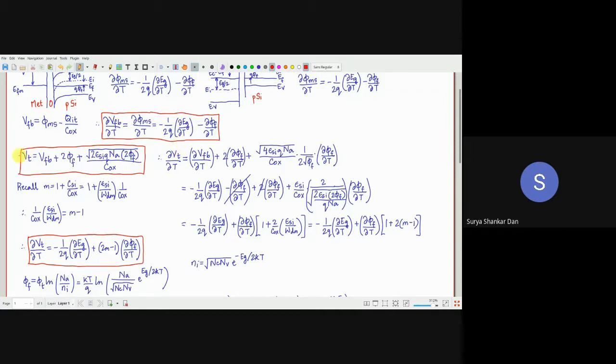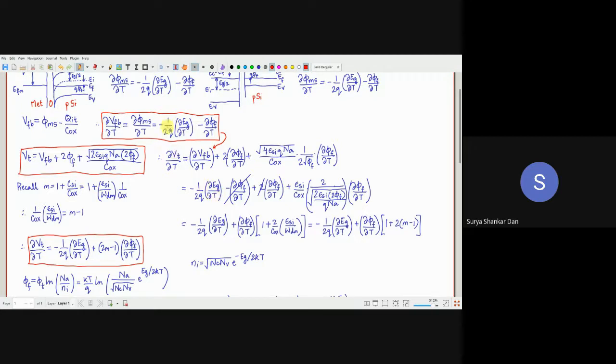So now what I have done here is that I have taken the del T of VT on the left hand side. On the right hand side, it will simply become del VFB by del T plus 2 del phi f by del T plus, if you notice here, except this phi f term, all the other terms are independent of temperature, right? So I have just taken the derivative and you are left with again del phi f by del T. All right. Now, del VFB by del T is something which we have already seen previously in this relation. Okay. So all I'm going to do is I'm going to replace this and put it right here.